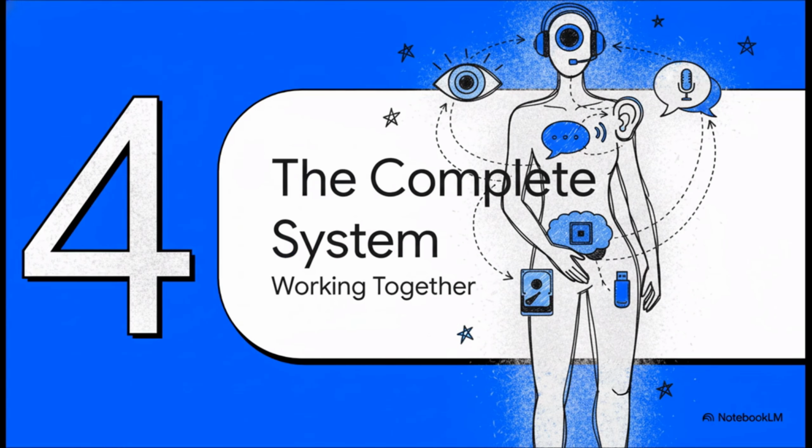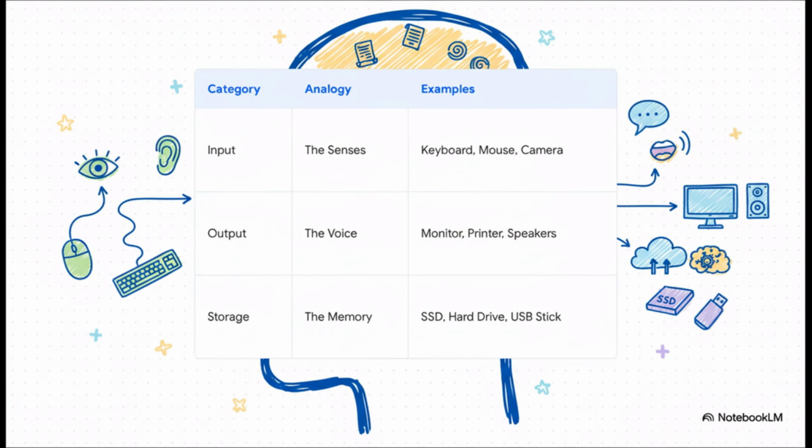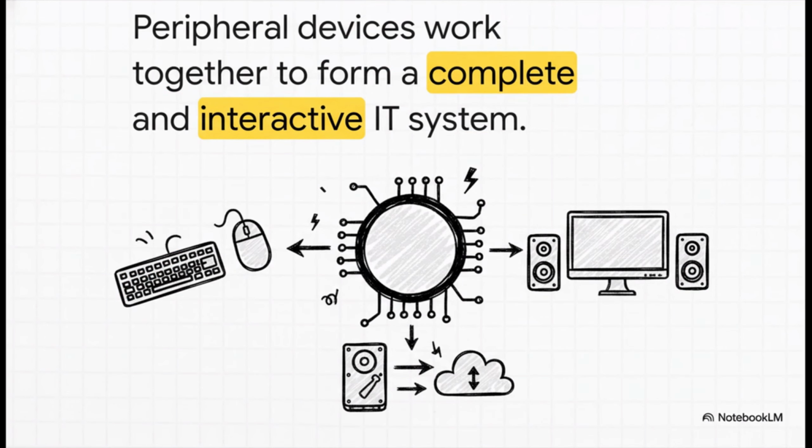So, we've looked at the senses, the voice, and the memory. Now let's put it all together and see how they create a complete working system. This table just lays it all out perfectly, doesn't it? It's the perfect summary. You can see how those technical terms, input, output, and storage, line up beautifully with our analogy of senses, voice, and memory. It all just clicks.